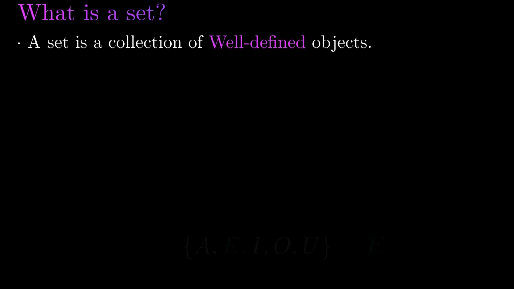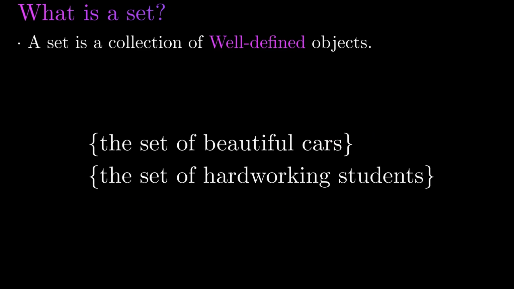But what about the set of beautiful cars, or the set of hard-working students? These are not well-defined sets. Why? Because the words beautiful and hard-working are subjective. What one person finds beautiful, another might not. There's no clear objective rule for membership.